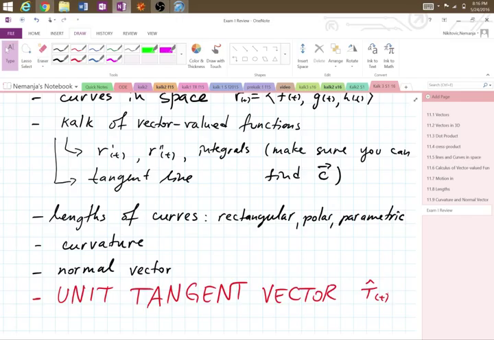Curvature, we have that one formula with the tangent vector, right? That's the unit tangent vector, so we use the curvature that way. And we have the normal vector, which is the derivative of the tangent vector divided by the magnitude of the derivative of the tangent vector. And don't forget to learn, if you don't know, you should know by now: what's the formula for the unit tangent vector?